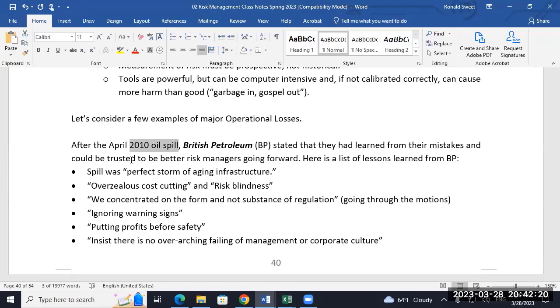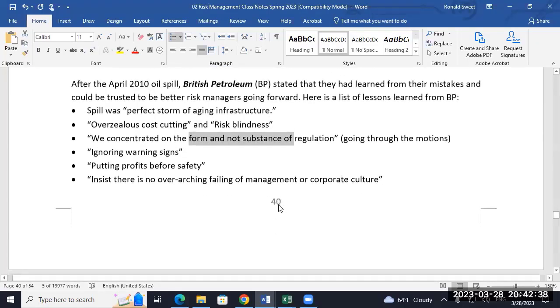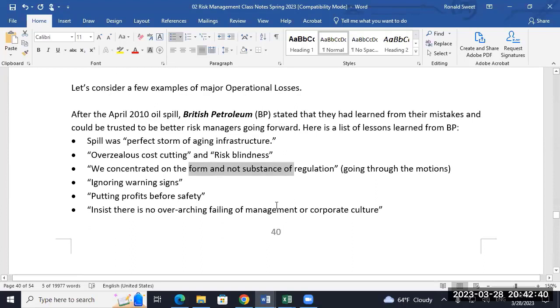what did they say? They would say, well, it was a perfect storm of aging infrastructure. That's something management probably should have known about, right? Overzealous cost cutting, risk blindness. Well, that was bad, but at least they know that now, so they'll fix that going forward. They were kind of going through the motions and not really doing risk management. Warning signs, like I talked about, those close calls, they were ignoring those. Too focused on profits. They said it wasn't a problem with culture, it's just things kind of all lined up together.